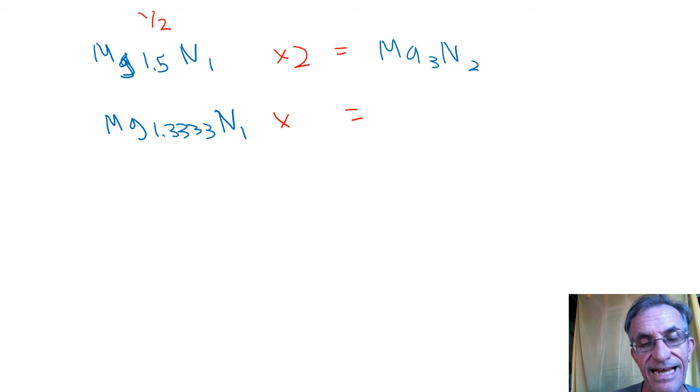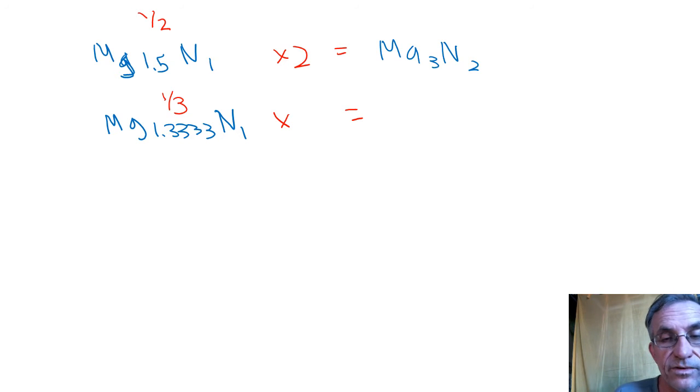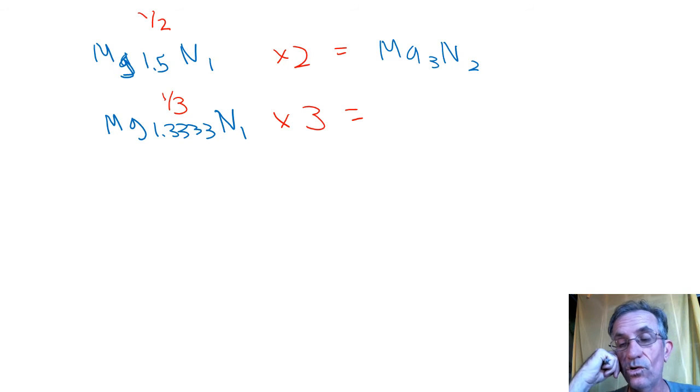0.33333, that is really a third. So I've got to get rid of the 0.33333. How do you get rid of it? If it's a third, you would multiply by 3, and that'll make the third go away. So if we multiply by 3, we'll end up with whole numbers.